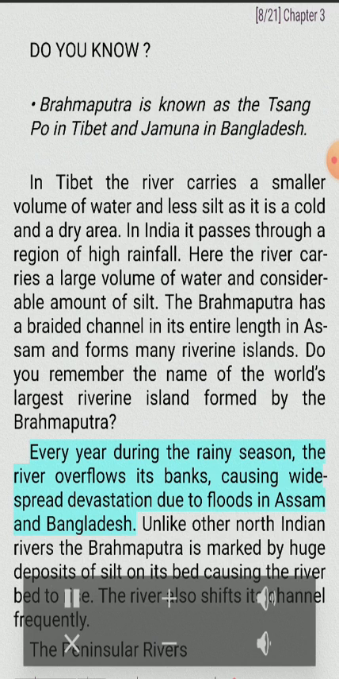Every year during the rainy season, the river overflows its banks, causing widespread devastation due to floods in Assam and Bangladesh. Unlike other North Indian rivers, the Brahmaputra is marked by huge deposits of silt on its bed, causing the river bed to rise. The river also shifts its channel frequently.